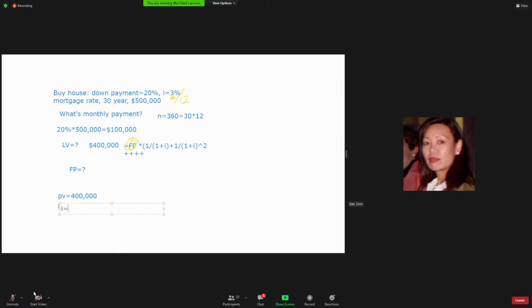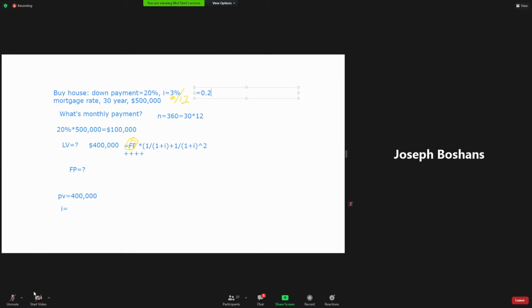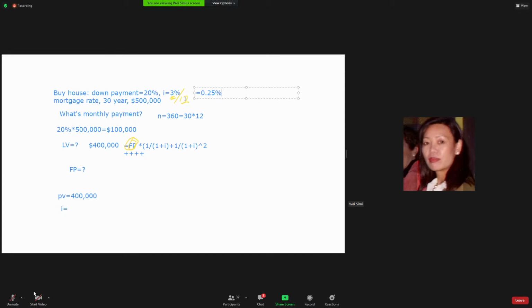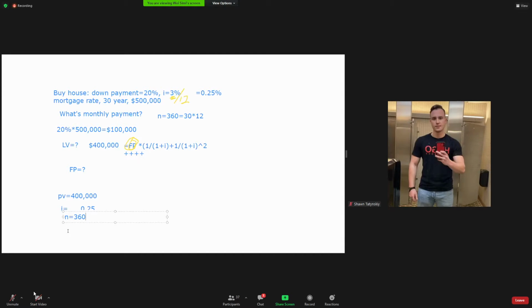So 3 divided by 12, 3 here, 3 divided by 12 equal to what? Somebody give it to me. 0.25. Very good. 0.25%. So in your input here, because it's turned monthly now, you just put 0.25. Okay, that's good. So you put the present value, put the interest rate. You need to put N. How many periods? N equal to what? 360. Very good. So you put in everything.